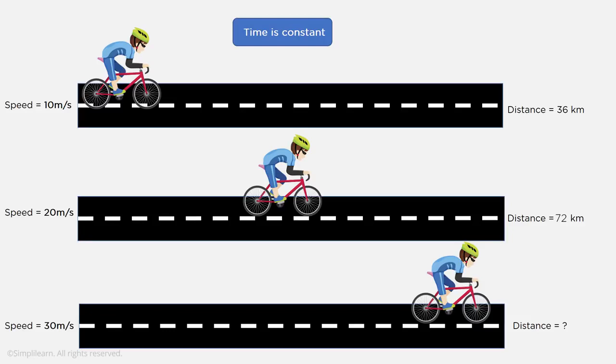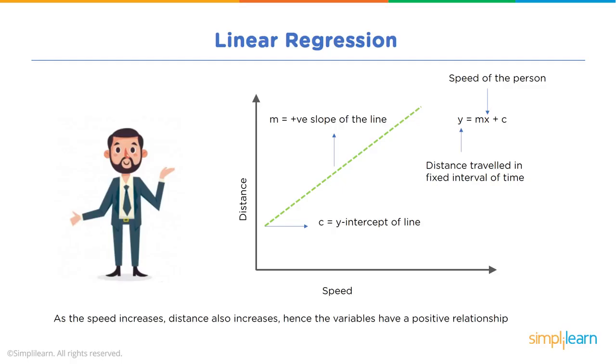But we want to do this for more complicated data. So it's kind of nice to compare the two. But let's just take a look at that and what that looks like in a graph. So in a linear regression model, we have our distance to the speed, and we have our m equals the slope of the line. And we'll notice that the line has a plus slope. And as the speed increases, distance also increases, hence the variables have a positive relationship.